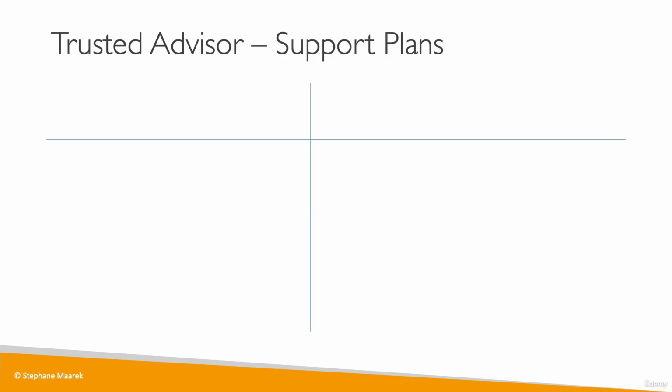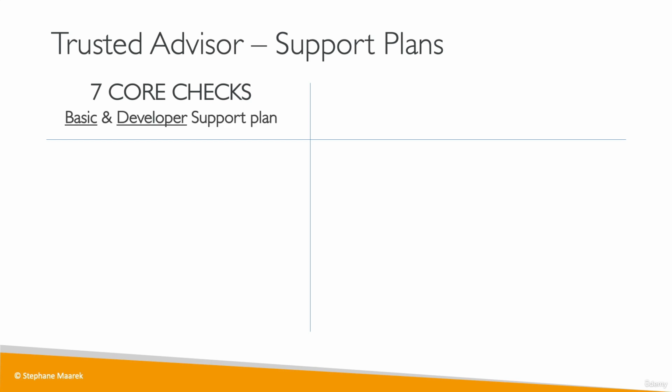The second thing that the exam will ask you on for Trusted Advisor is around the support plans. By default, we have 7 core checks available to us if we are on the basic and developer support plan. So again, something to remember: 7 core checks on the basic and developer support plan. And you need to remember what these core checks are, because again, the exam will ask you, hey, what are some of the core checks of Trusted Advisor?